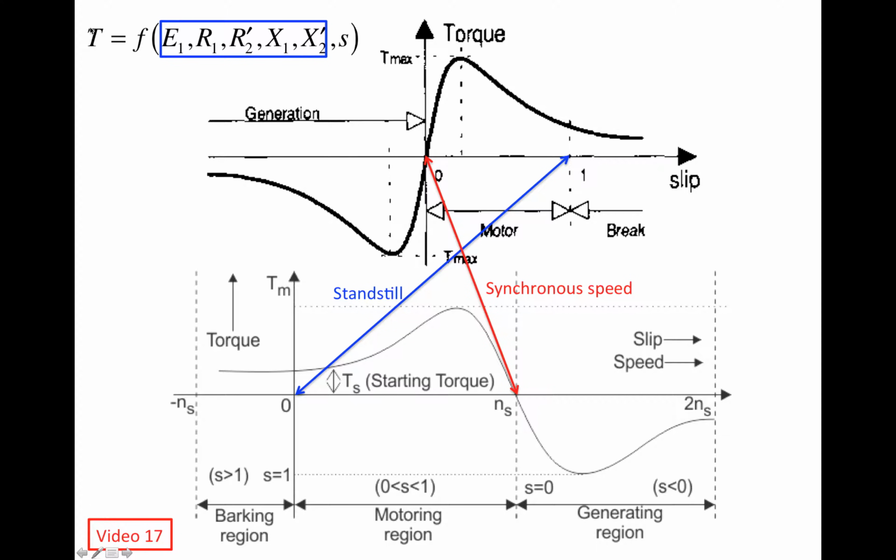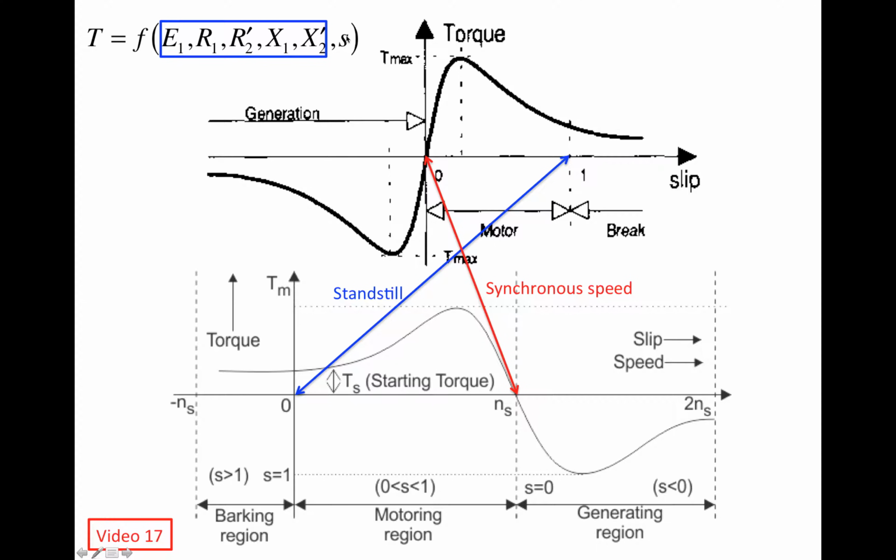So the exact expression for the torque is going to involve E1, the input voltage; R1, that's the stator side resistance; R2 prime, that's the apparent resistance of the rotor to the stator side; X1, that's the flux leakage on the stator side; X2 prime, that's the apparent flux leakage on the rotor side reflected on the stator side; and then S, the slip, right? So the exact expression for the torque is going to involve all those terms.